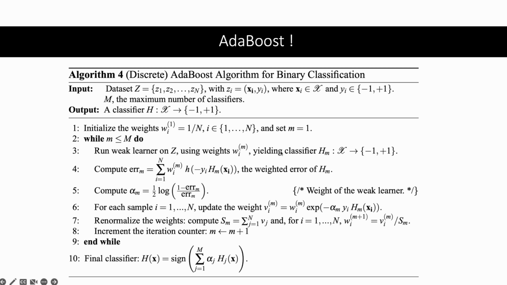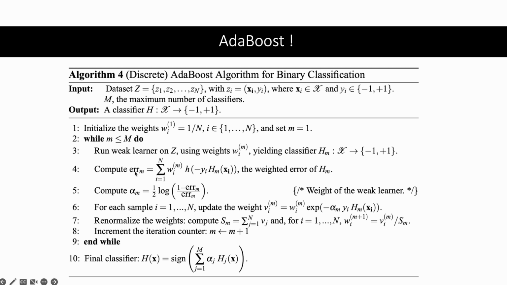Run weak learner using this weight, yielding the classifier. So what weight am I using? I'm using w_i^m weight, right? Now we'll see how to calculate those weights also, but just see that this weight has come from the last model.